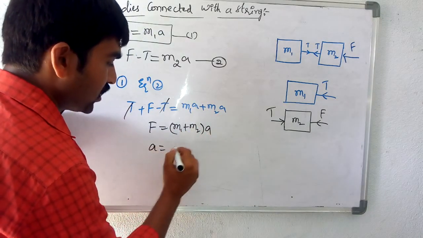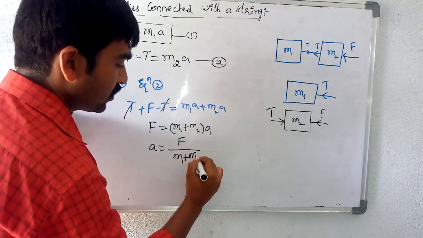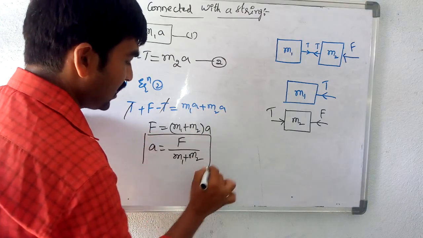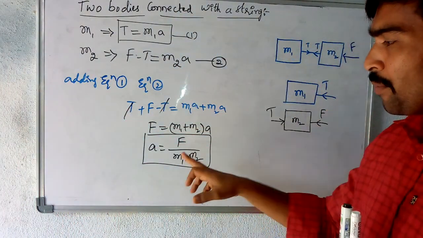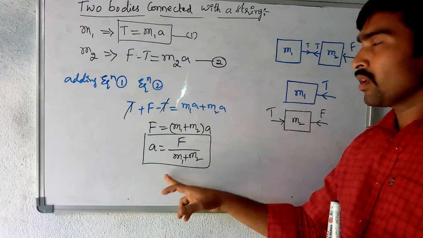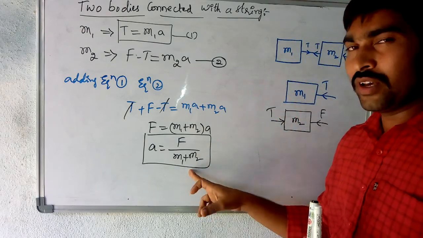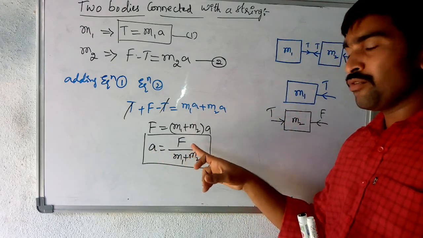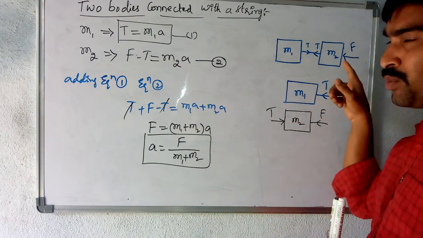The acceleration is equal to F by M1 plus M2. So this is the acceleration of a body. When we apply force on M1, the same acceleration will be produced. When we apply it on M1 or M2, the acceleration is the same. The value is A is equal to F by M1 plus M2. So this is the acceleration produced by a body.